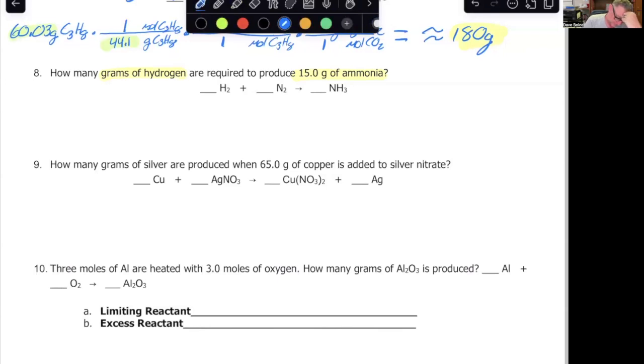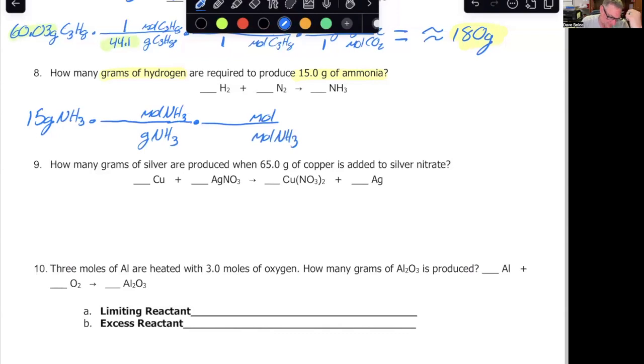So let's start with what I know. 15 grams of ammonia, or NH3. And I know I'm going to bring my unit down, grams of NH3 to moles of NH3. Okay. Now it's time to relate one to the other. So let's move moles of NH3 down and go to moles of B, which is hydrogen, or H2.